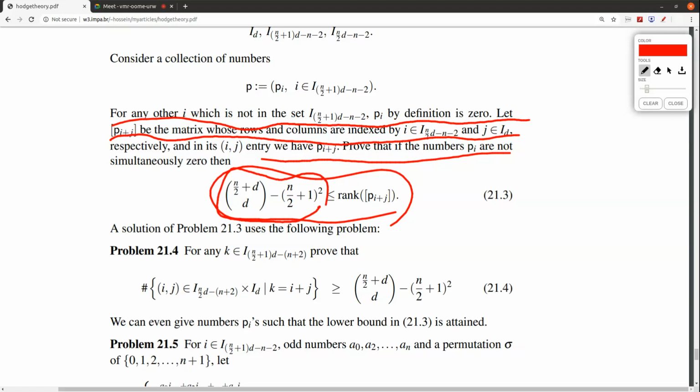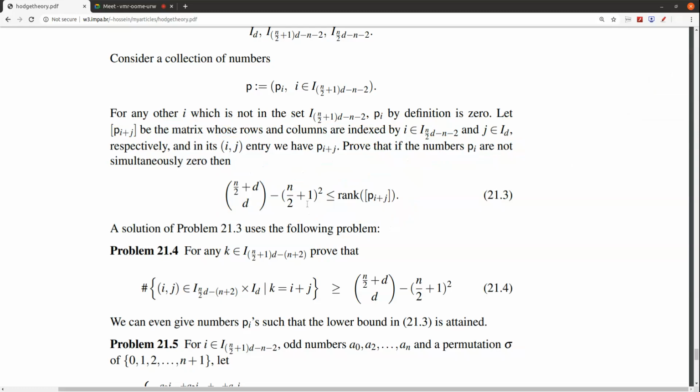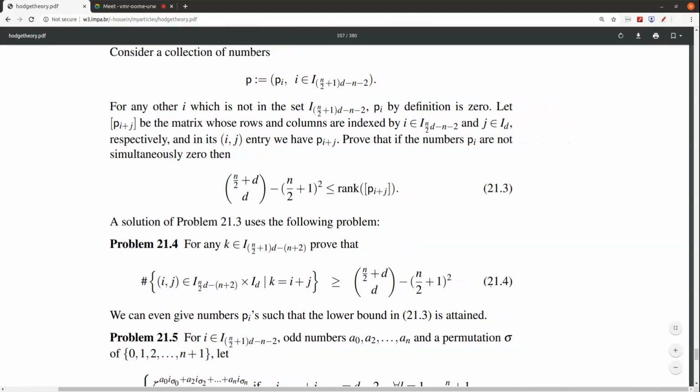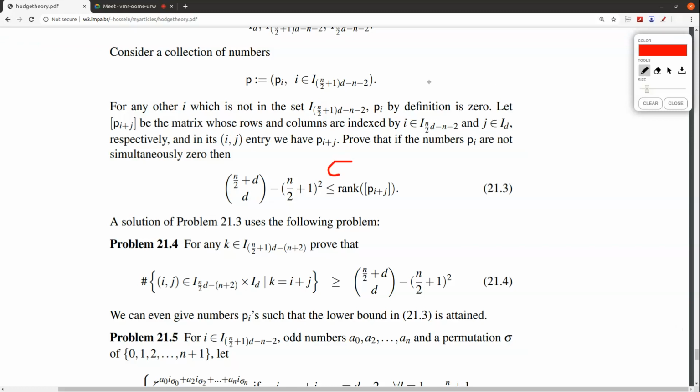So this is one problem that, if you are interested in Olympiad problems in a more heavy combinatorial way, you can look at. In the next lecture I will use this. I will go to the n equal 2 case, and this number, in the case of surfaces, is d minus, I forgot.